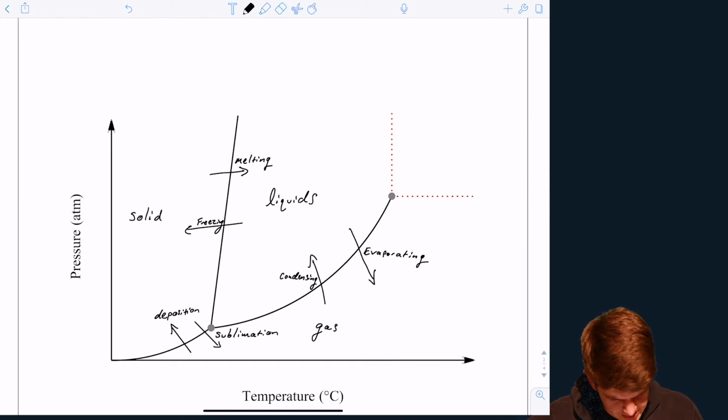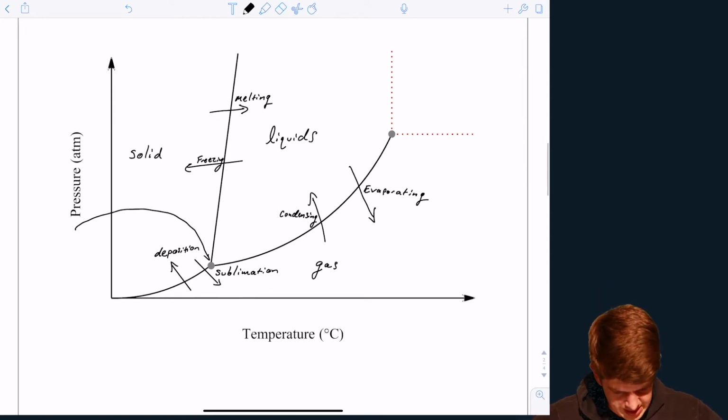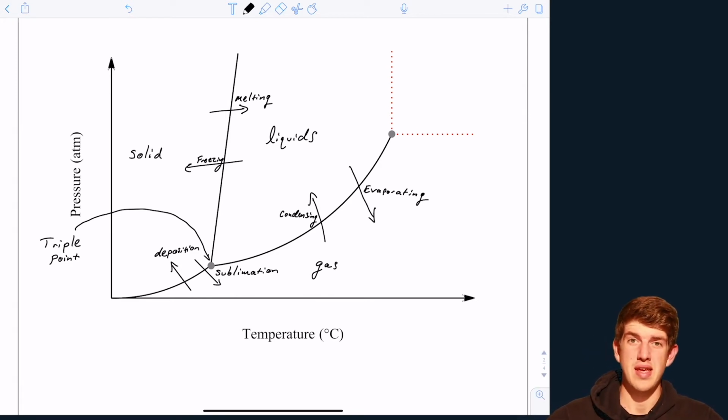Now this point here is the triple point. And that's where a substance can exist as a solid, liquid, and a gas simultaneously. There's some great YouTube videos showing this process. I really encourage you to go look at it.